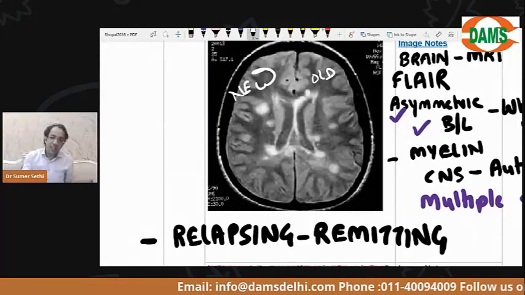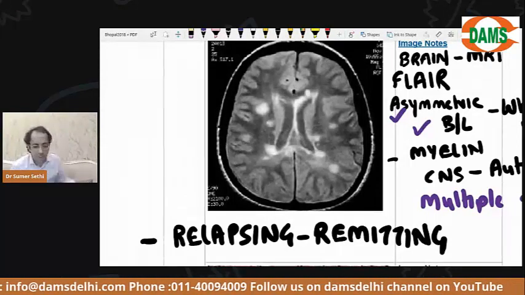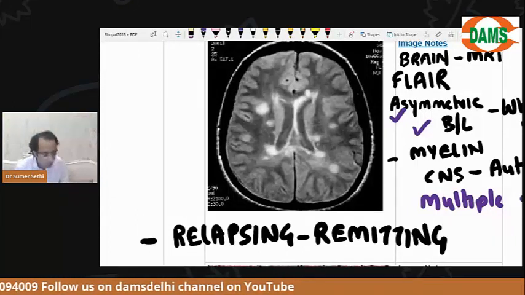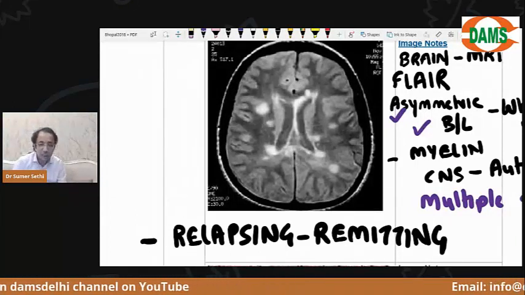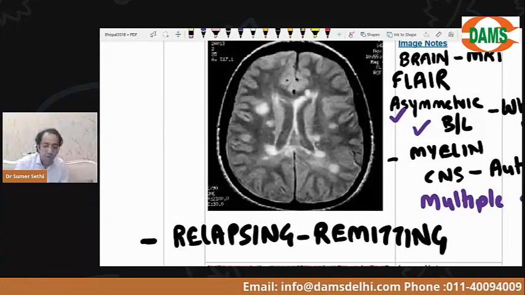क्वेश्चन ये, कैसे पता चलेगा? How will you know that there is acute inflammation present? बच्चे tell me, how will you know? This is a plain flare image, but how will we know? क्या करें? We need to give contrast.